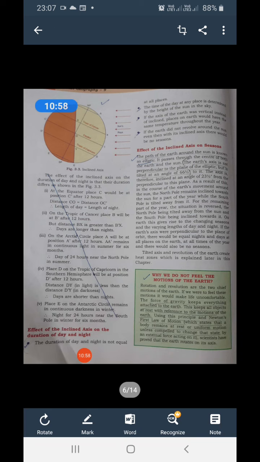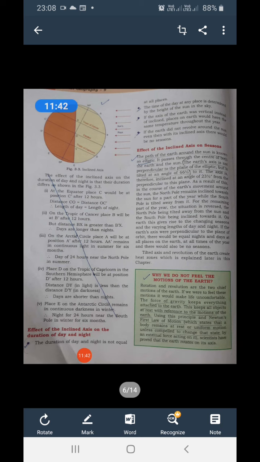Then the time of the day at any place is determined by the sun shining on a particular longitude in the sky. If the axis of the earth was vertical and it was not inclined, then all the places on the earth would have had the same temperature throughout the year. But this fact is not there. We don't have the same temperature throughout the year. All the places experience different temperatures at different parts of the year. If the earth did not revolve around the sun, even then with its inclined axis, there would be no seasons. If the earth did not move around the sun, then no seasons would have occurred.